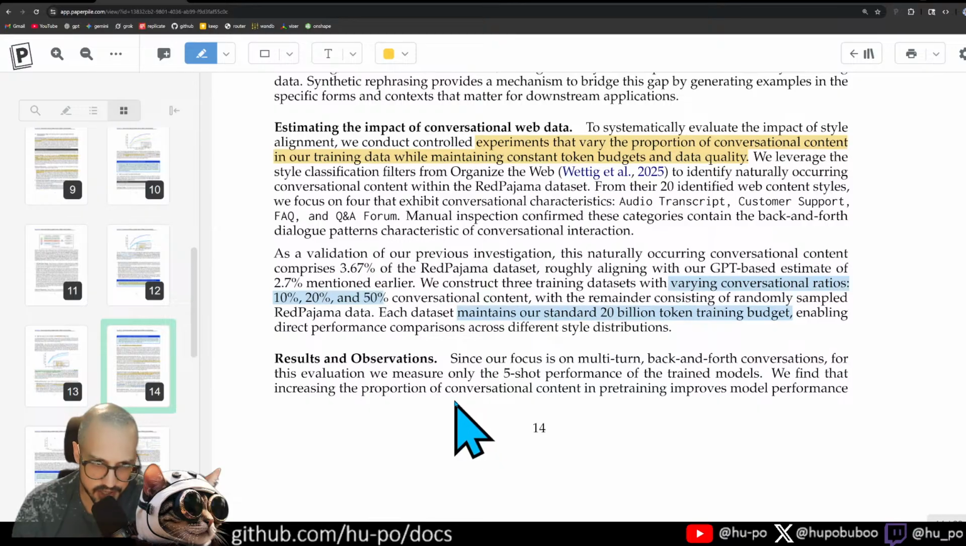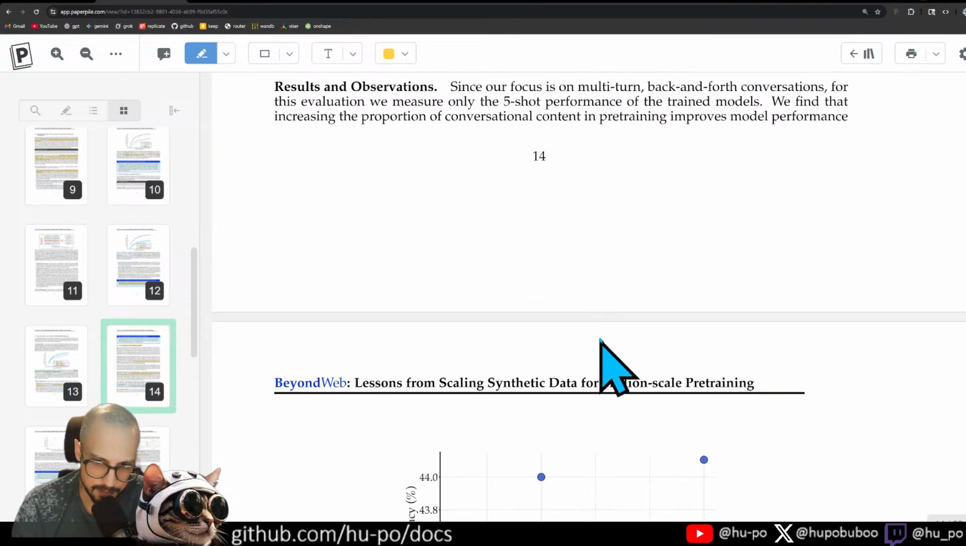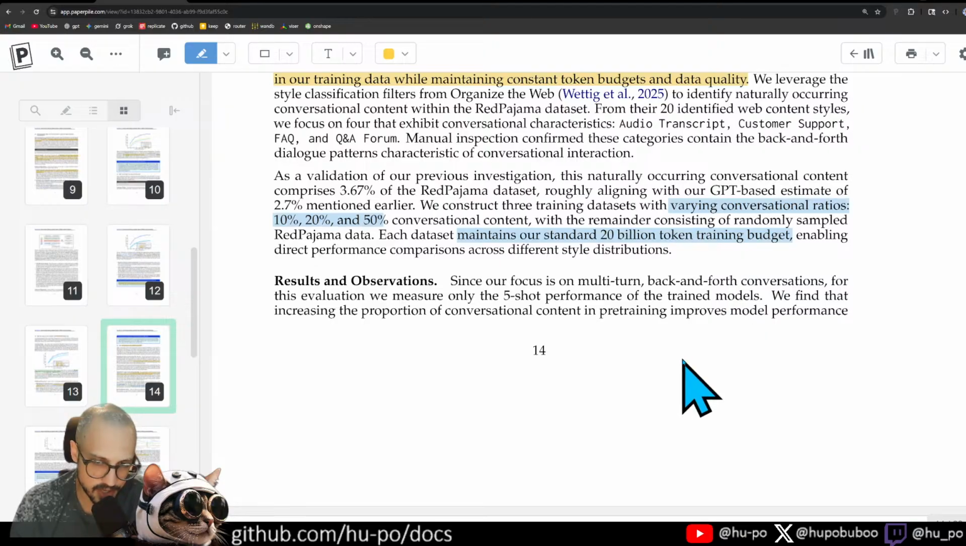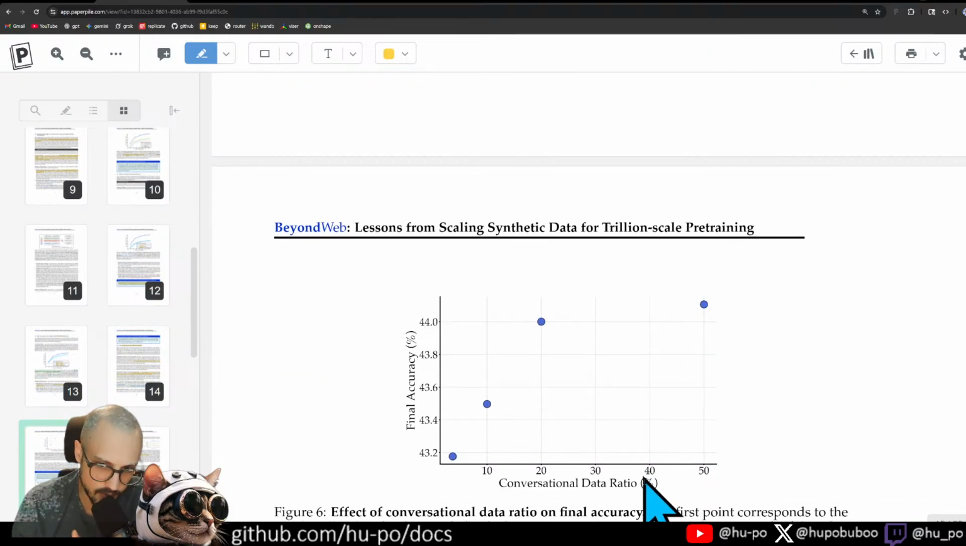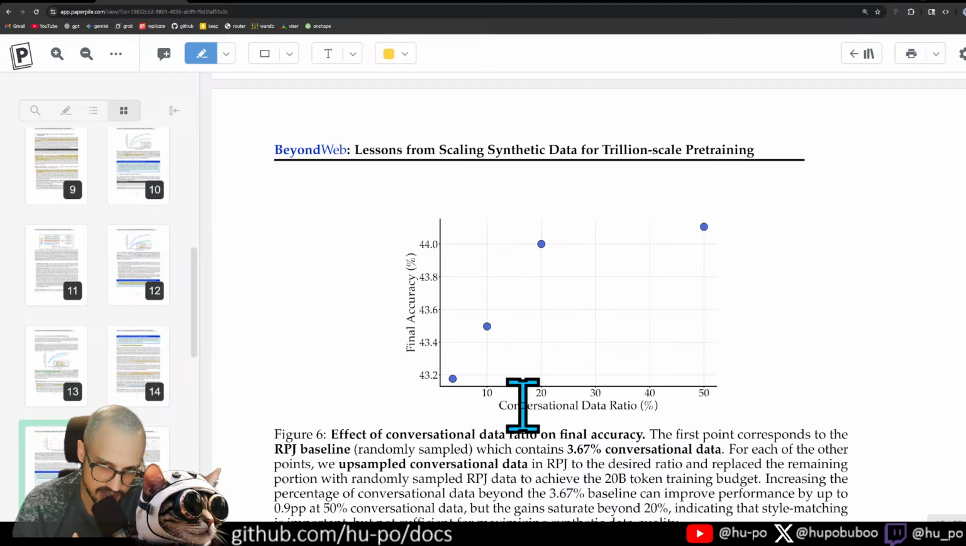Okay, so let's actually go into this experiment, because these guys did an experiment on it. They try varying conversational ratios, 10, 20, and 50%. Again, they're using Red Pajama only, maintaining a 20 billion token training budget, keeping all the different variables the same so they can say, if we increase the ratio of conversation data, what improvement in final accuracy do we get?